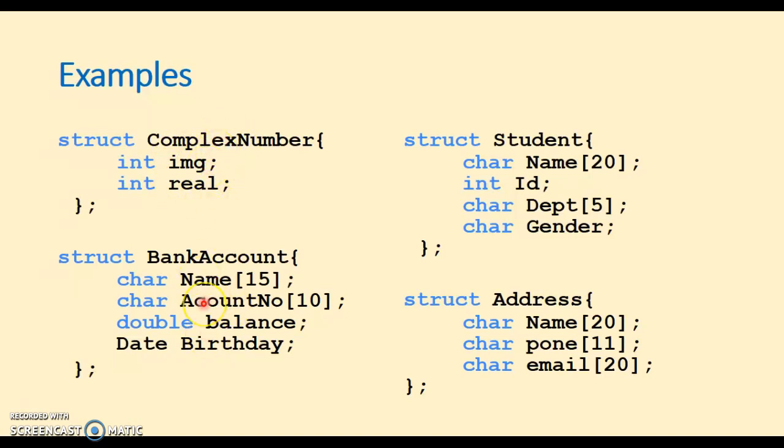And here one more example: bank account, customer name, account number, balance, birthday. You see the birthday. Birthday is again a structure of date type. Earlier we have discussed the date structure. Followed by this, a student type structure of student name, ID, department, gender, and this is an address structure.